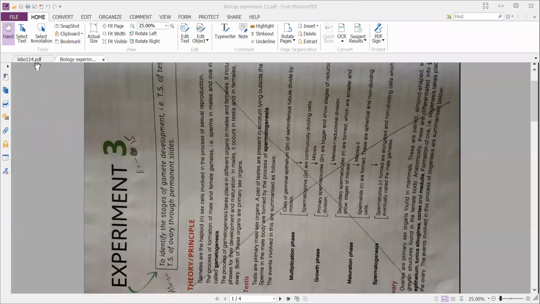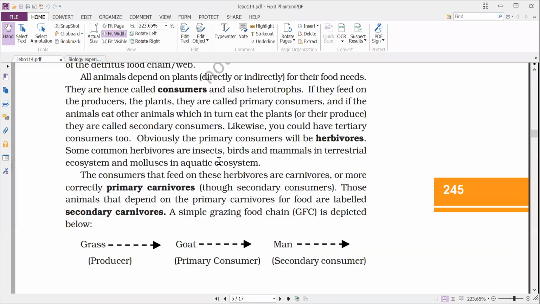Okay, next coming to our topic. We are discussing the energy flow. In that we are discussing food chain and food web. When you observe here, the plants are considered as the producers of the ecosystem. The organisms which feed on producers, we are calling them primary consumers.